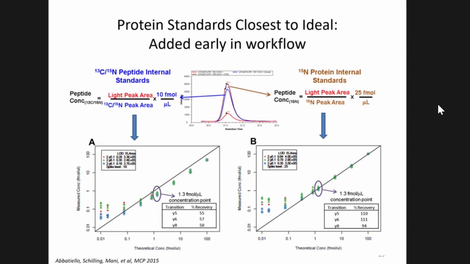I'm just wondering why you say that it works better with AAA proteins and the peptides? Oh, so amino acid analysis hydrolyzes the sample down to amino acids.